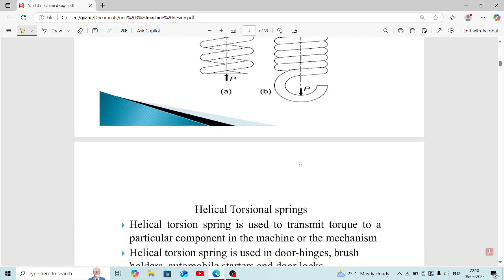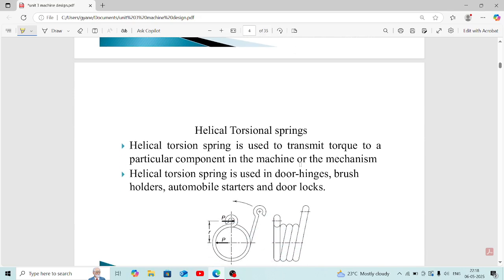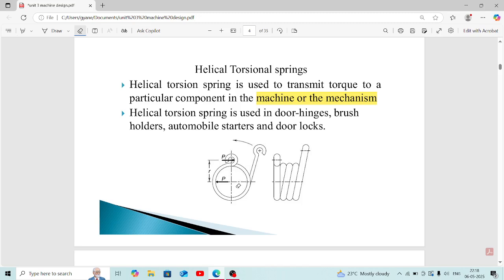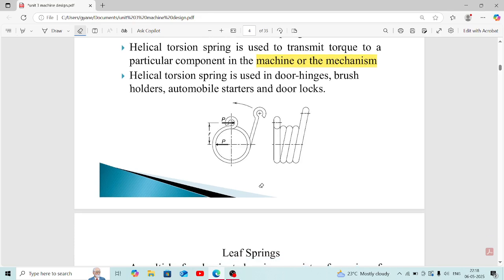Another type is the helical torsion spring. A helical torsion spring is used to transmit torque to a particular component in a machine or a mechanism. Hope you know the difference between machine and mechanism. Helical torsion springs are used in door hinges, brush holders, automobile starters, and door locks. Mainly you see them in door locks, because these days door locks use this type of spring to close and open the doors. This is a sketch of the helical torsion spring.